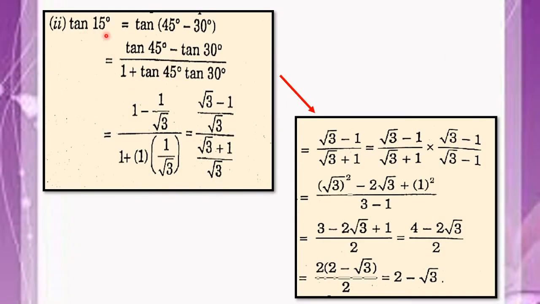Same way, tan 15 can be written as tan of 45 minus 30, and then apply the property of tan A minus B or x minus y, that is tan x minus tan y upon 1 plus tan x tan y. Put their values, simplify. Here rationalization is required. You know very well how to rationalize. You have learned it in class 9th.